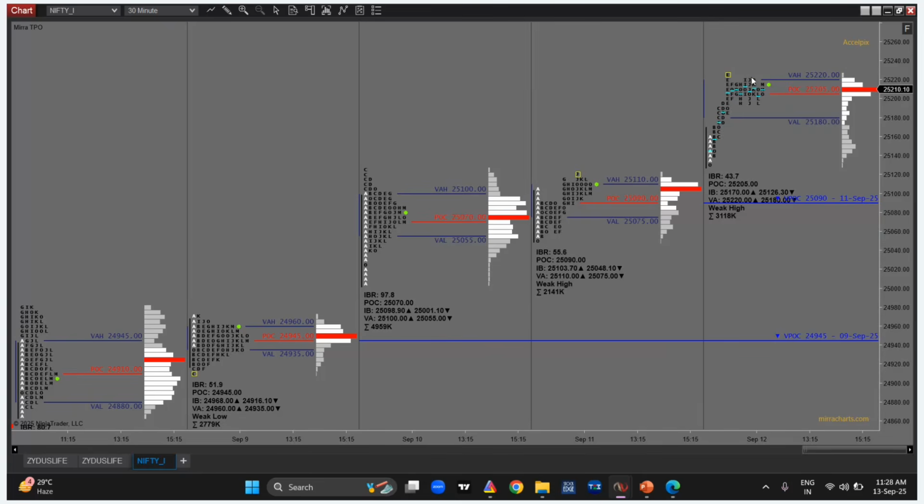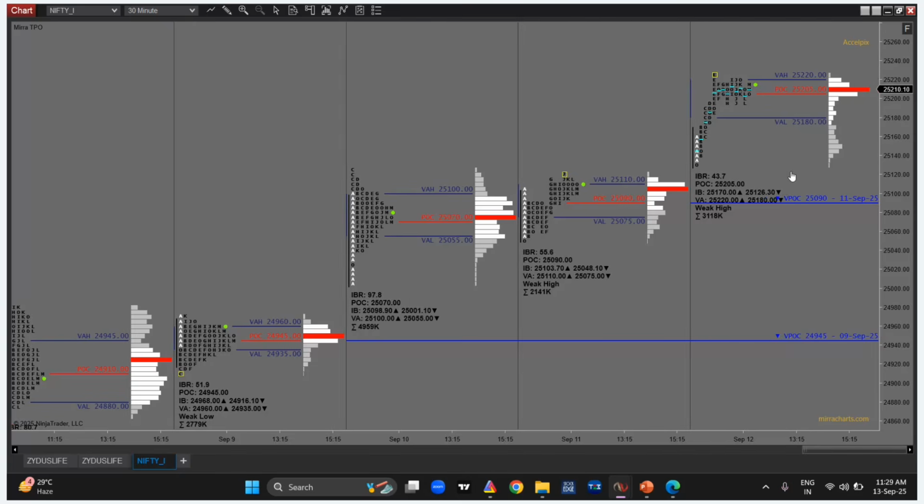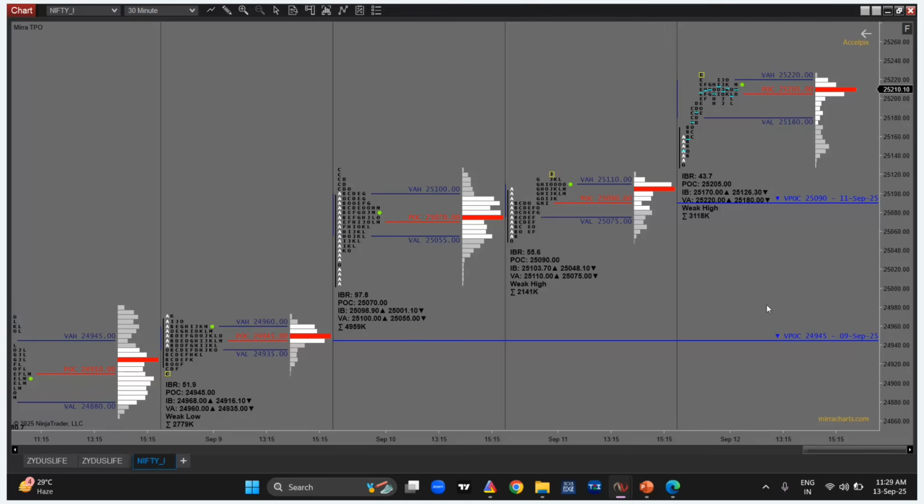So if you see, the value area high is this, and the POC is where the maximum transaction for Nifty future happened, at 25,205 yesterday. This is where the highest transaction happened. Then the value area. We have VPOC here at 25,090, and here at 24,945. All these VPOCs are there. Right now the context is bullish, so I'm not looking for these. If the context changes to bearish, then I will look at these points.